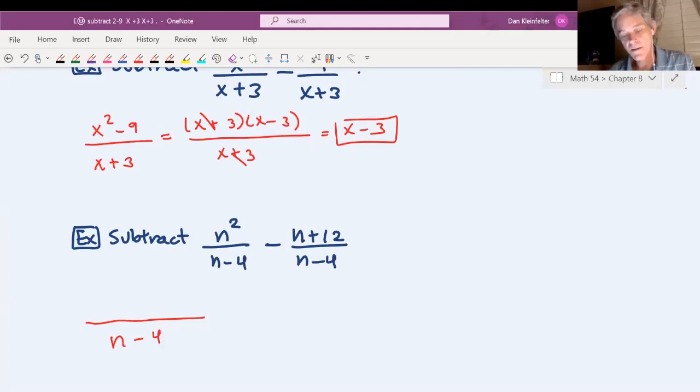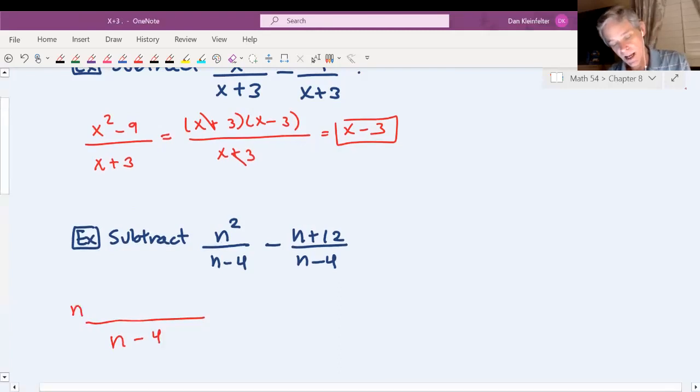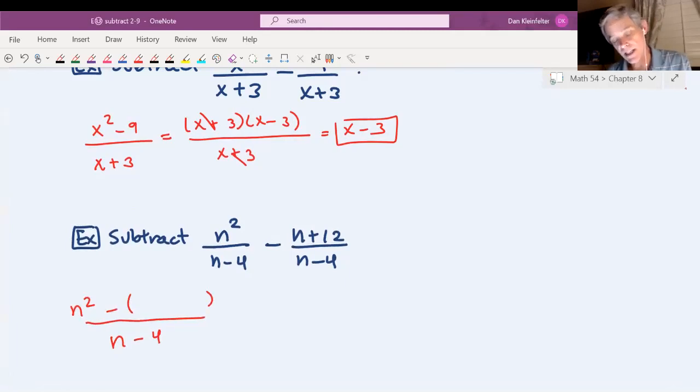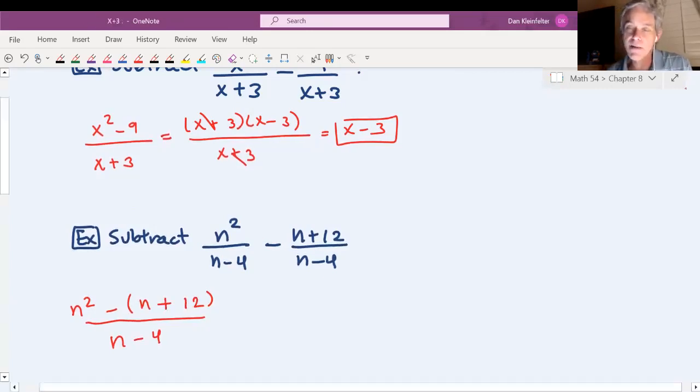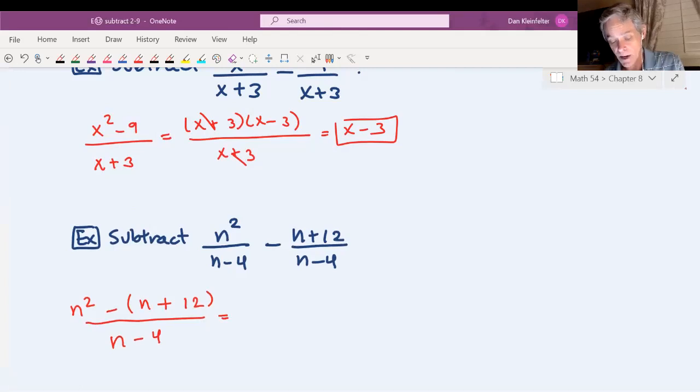All right, so in the bottom we'll have n minus 4. We're going to have n squared minus, and then the entire numerator of the second fraction needs to be subtracted. So you'll need to put that n plus 12 in parentheses. Otherwise, just the n is subtracted, but the 12 is added, when really we need both subtracted. So that shall be n squared minus n minus 12 over n minus 4.